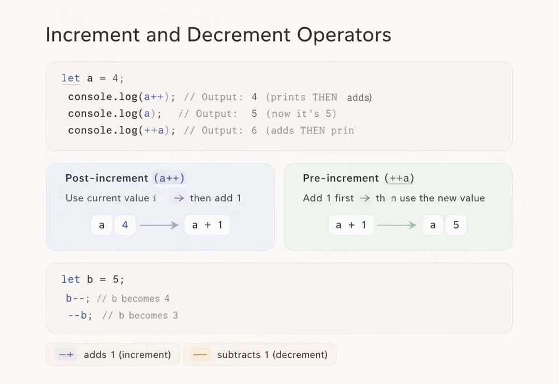Now let's cover increment and decrement operators. These are shorthand ways to add or subtract one from a variable. The double plus operator adds one and the double minus subtracts one. But there's an important distinction between where you place the operator.